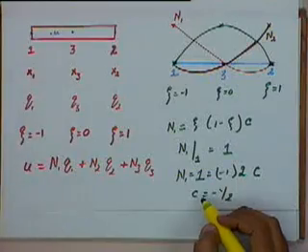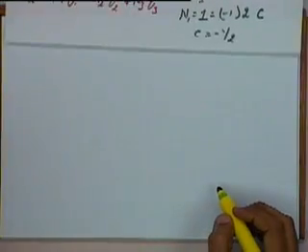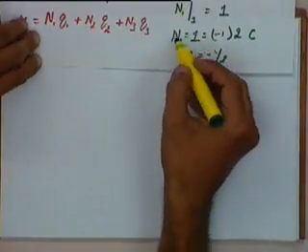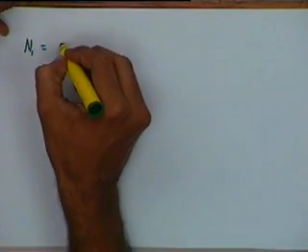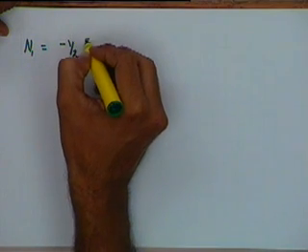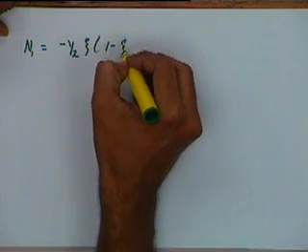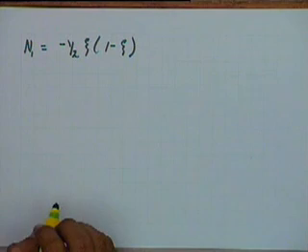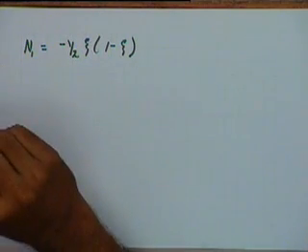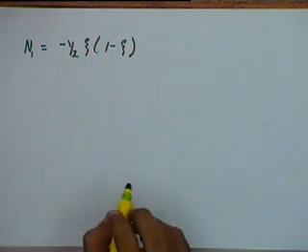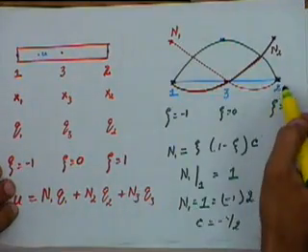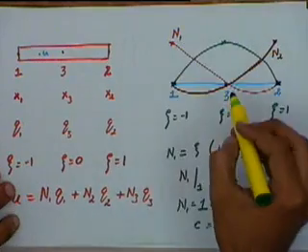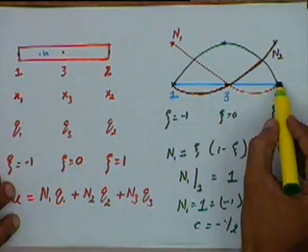So this way we will get N1. If you look at this expression, you will get N1 to be equal to -1/2 into zeta into 1 minus zeta. This will ensure that this N1 is a quadratic function of this shape. It is equal to 1 at this point, 0 at this point and 0 at this point.